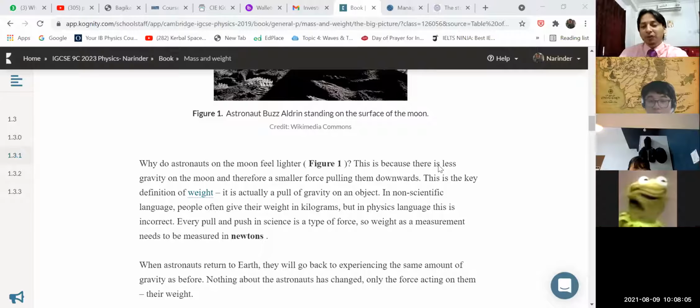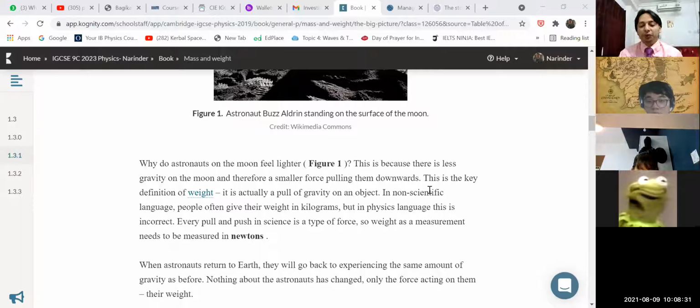So on the surface of the moon, the gravity is different compared with the value of gravity on the surface of Earth. They have given here: this is because there is less gravity on the moon and therefore a smaller force pulling them downward. And this is the key definition of weight. Okay, they have started the topic from weight first, not from mass. Weight. So what is weight actually?